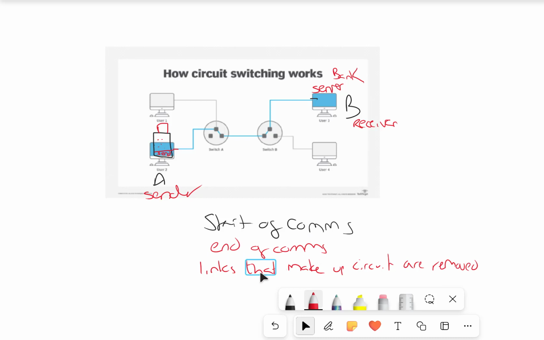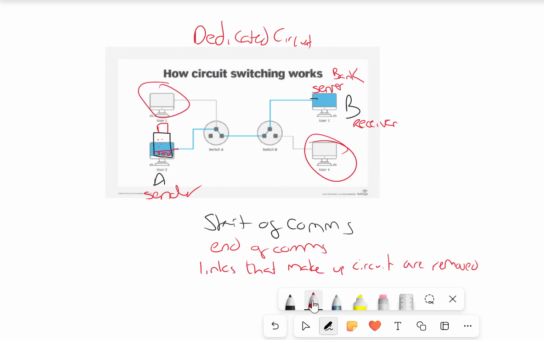This circuit, we can call it a dedicated circuit. So I'm going to use the word dedicated circuit. This means that no other person can use this circuit whilst it's being used between device A and B. Once they've finished, and let's say this device wants to send something, they'll set their own circuit like that, and no one else could be using this circuit during communication.